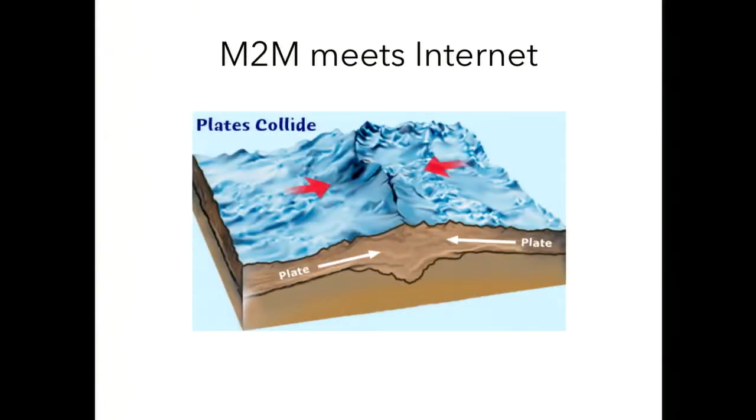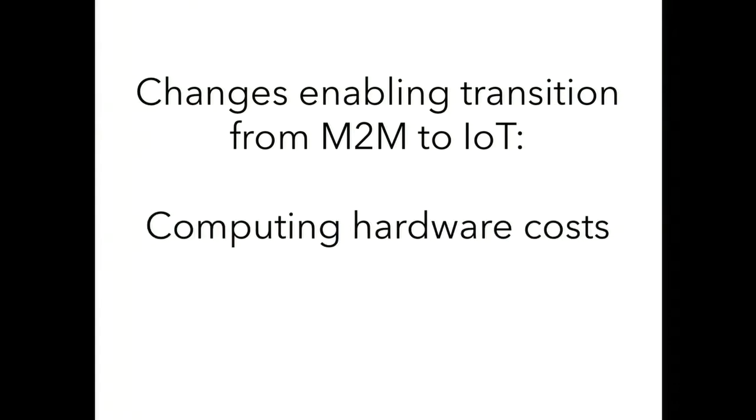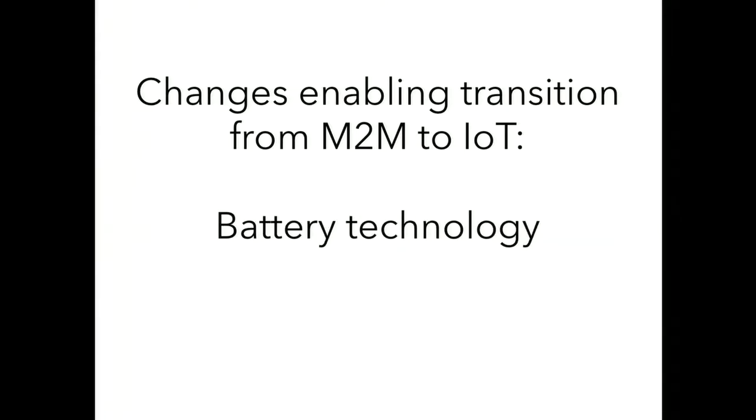But as the two plates collide, it's really the internet colliding with M2M. And so here's what's enabling the transition. We have new types of connectivity, more connectivity than we've ever had before. And we have dramatically lower or dropping hardware costs. In fact, commodity computing hardware is just so cheap, I don't know why you would build a board yourself anymore, although there are cases. And very important, we have new battery technology. So to go from M2M to IoT, you have connectivity, and then you have these great batteries to power it. Well, we're not where we want to be yet, but we're good enough that we can do deploys.